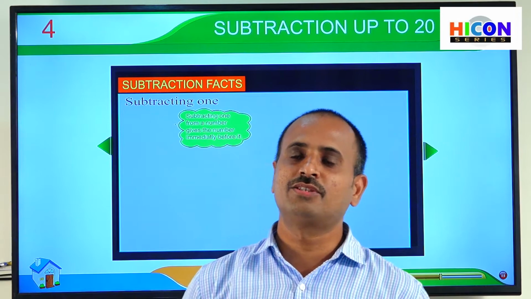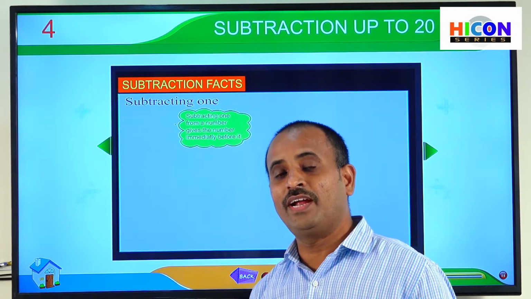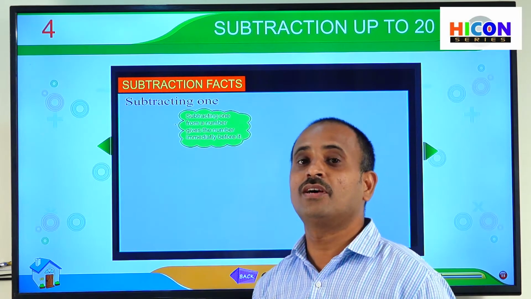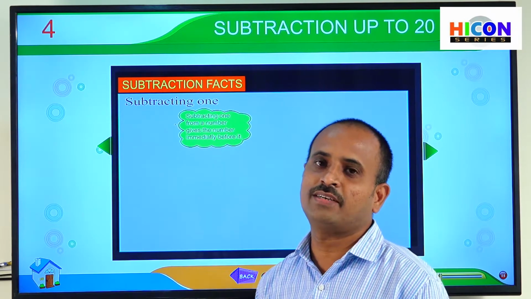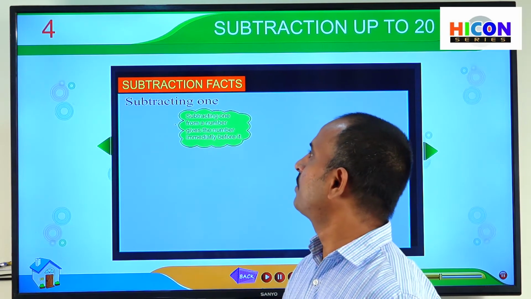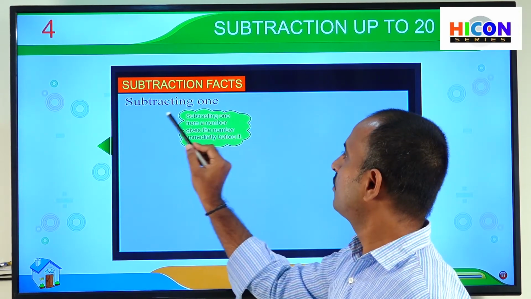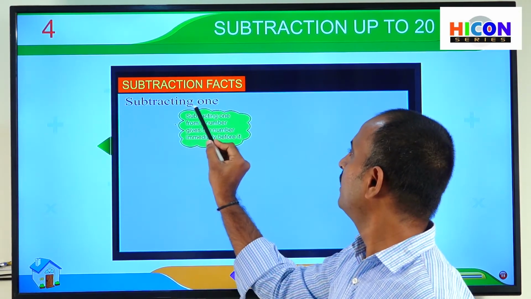The next topic in this chapter is subtraction facts. So like addition facts in the previous chapter, there are also some subtraction facts in this chapter. So let us see one by one what the different subtraction facts are. So subtraction facts. So what is the first fact? Subtracting 1.